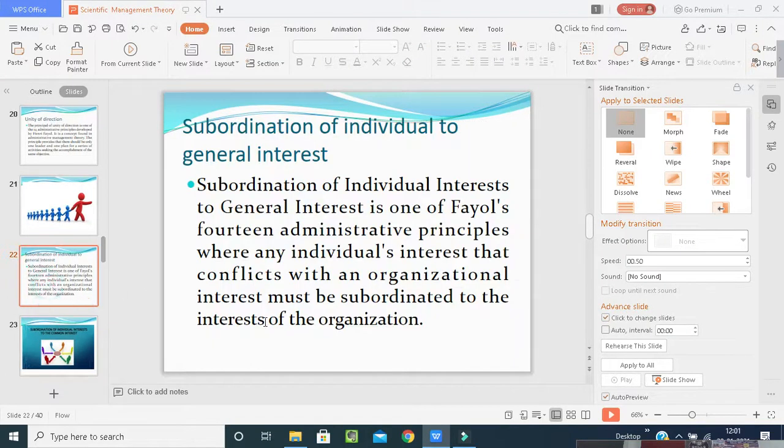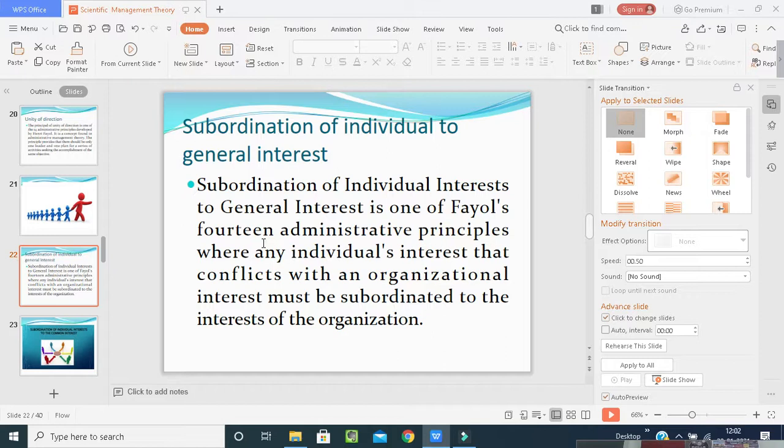Now, subordination of individual to general interest. Every individual has their own interest, and they should direct their interest towards the general interest. That means the common interest. Every individual has their own interest, but when they enter the organization, they have to forget their own interest and work for the organization's interest.